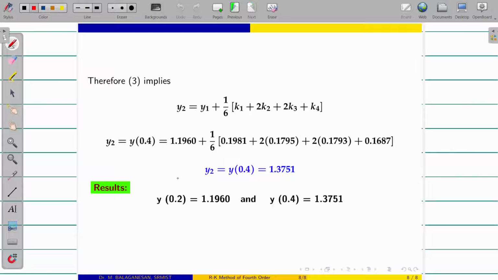Yes, that's it. So at x1 0.2, this is the y1 value. X2 is 0.4, y2 is this. That's it, guys. So this is the way to solve the RK method. The RK method can also be called the Runge-Kutta method of fourth order, the RK fourth order method. Got it? Right.